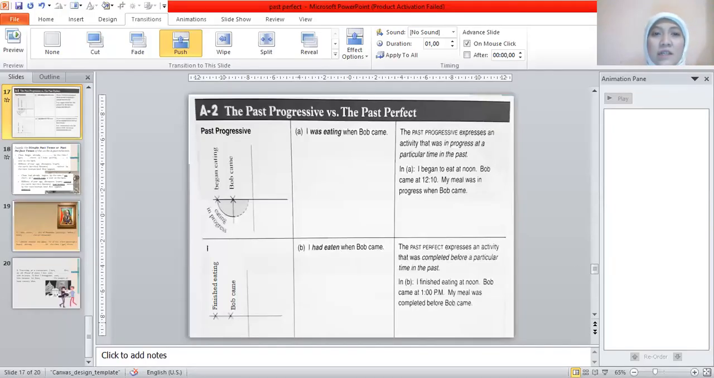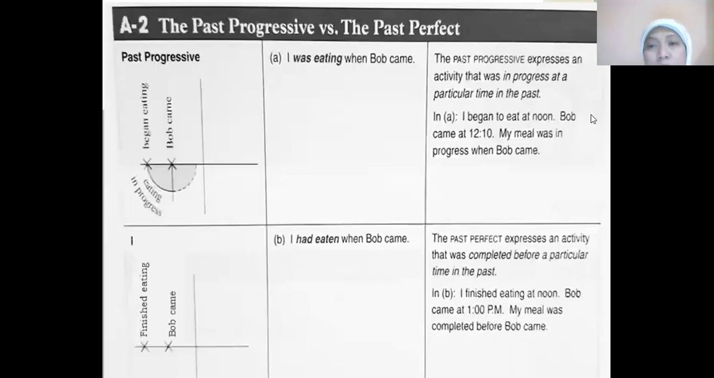Okay, let me start to explain about the difference between the past progressive and the past perfect. Let us see the example here. In A, I was eating when Bob came. The past progressive expresses an activity that was in progress at a particular time in the past.